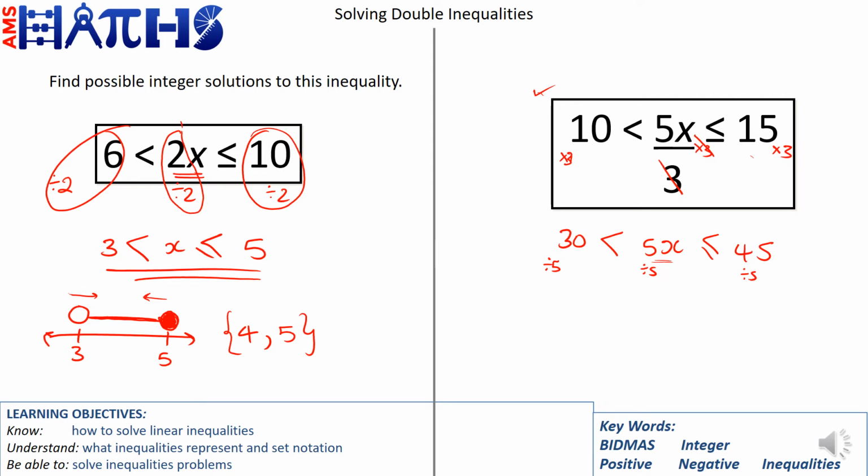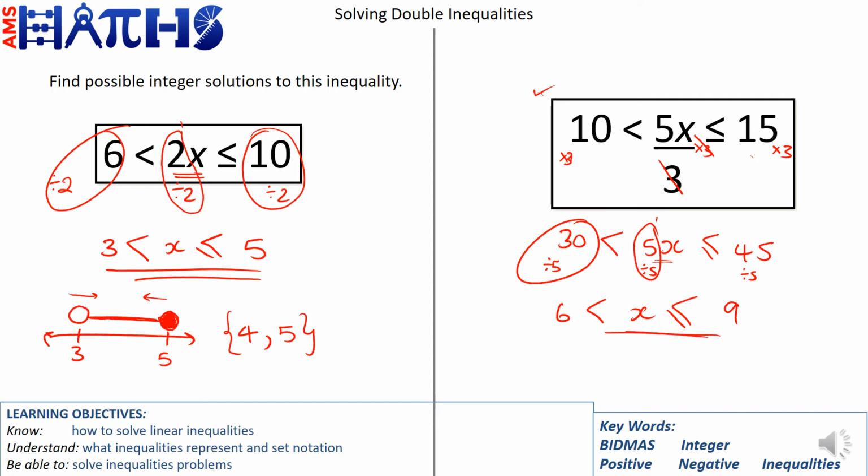30 divided by 5 is 6, less than 5 divided by 5 is 1, so we have 1x in the middle, and then keep our other inequality sign. 45 divided by 5 is 9, so that's our solution.